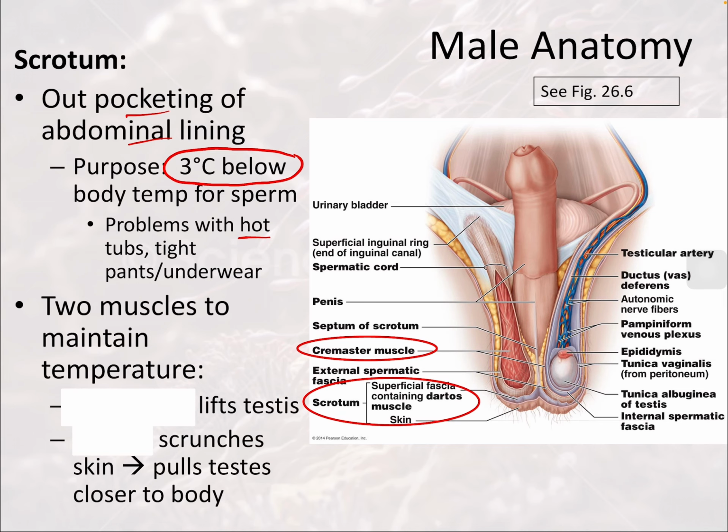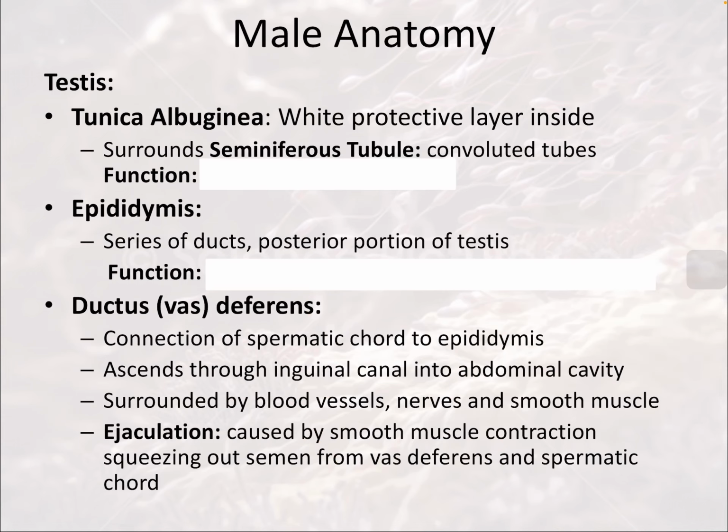Okay, there's actually two specialized muscles to help the testes maintain the correct temperature. And those are called the cremaster muscle and the dartos muscle. The cremaster muscle actually lifts the testes up themselves, and then the dartos muscle is more connected to the skin externally, and that pulls the testes closer to the body by scrunching the skin in the scrotum towards the body.